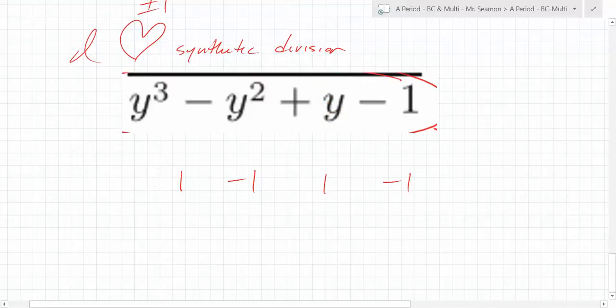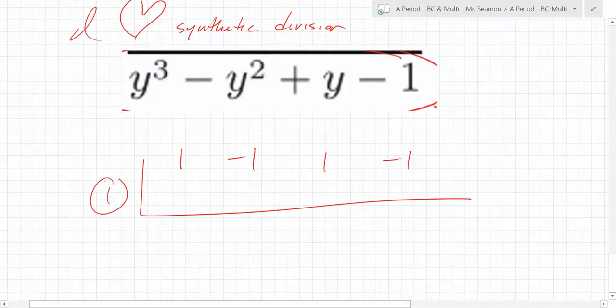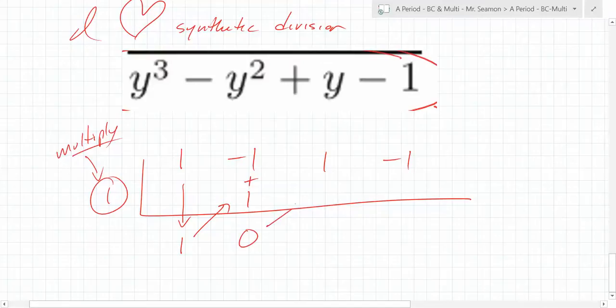The next thing you do, everybody just watch. You put a little bar underneath, and then you figure, what number do you want to test first, 1 or -1? 1. You put it here. I like to circle it to notarize I'm testing that one. The first step, drop the first number down, and you get 1. And then you repeatedly multiply by this. What's 1 times 1? 1. Then you add. What do you get? 0. Then you multiply. What do you get? 0. Add. What do you get? 1. Multiply. What do you get? 1. Add. You get? 0.